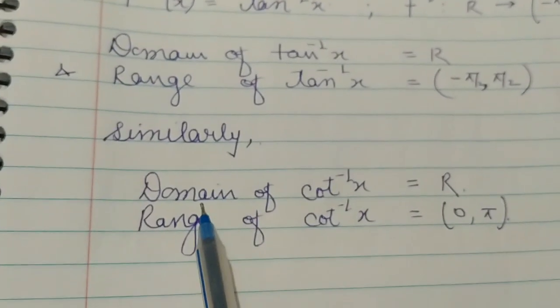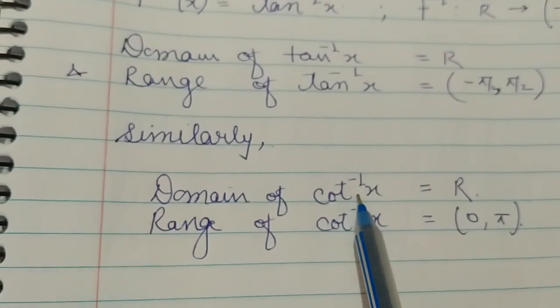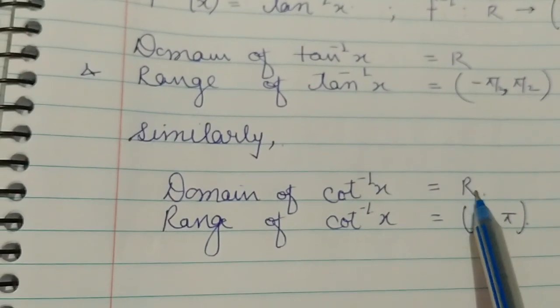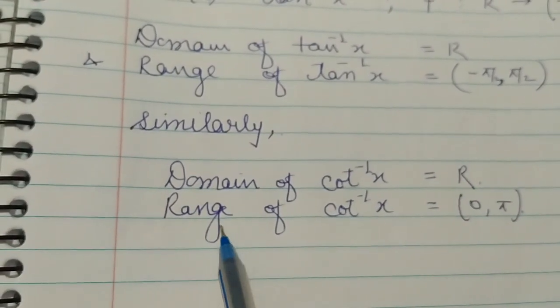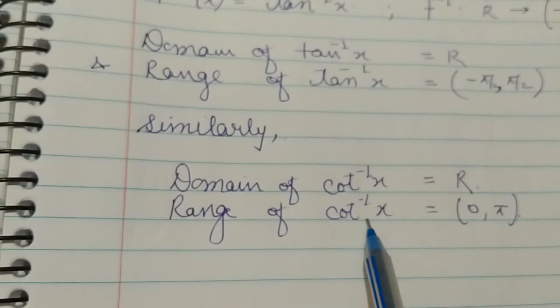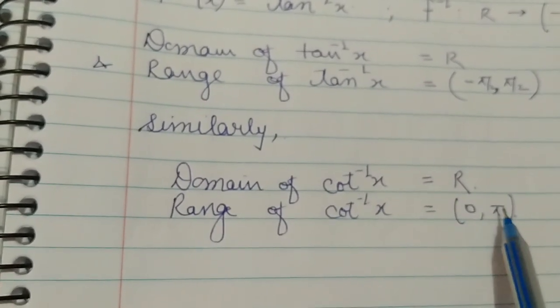Similarly, we can find the domain of cot inverse x, which is equal to the set of real numbers, and the range of cot inverse x is 0 to pi.